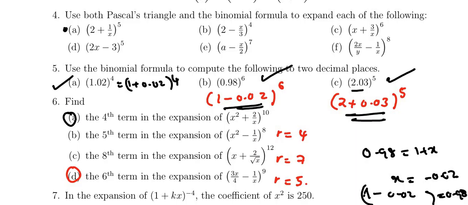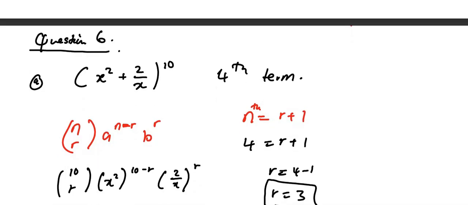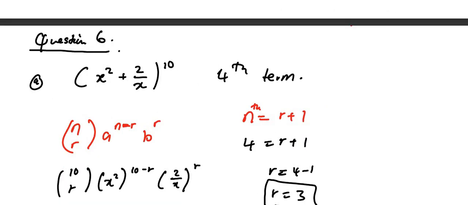So on number 6, I only did question number B. I think I did number B. Oh, I did x squared 10. Okay, so I did the first one and the last one. Here, the first thing you need to do is to get the r. So we're using the formula for the nth term. The nth term you're looking for is equal to r plus 1.